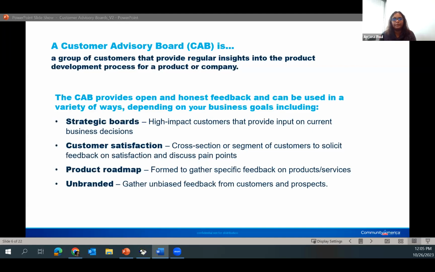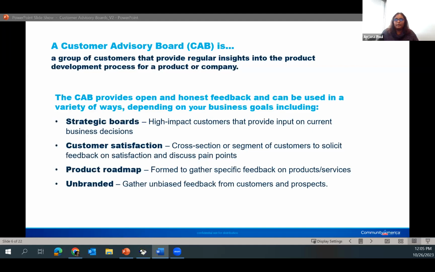It depends on your business goals. Maybe you're looking for something strategic. Those are usually made up of high impact customers that provide input on different business decisions. You may be looking to improve your customer satisfaction. So you might look at a cross section of your customers to get feedback on their level of satisfaction and find out what their pain points are.